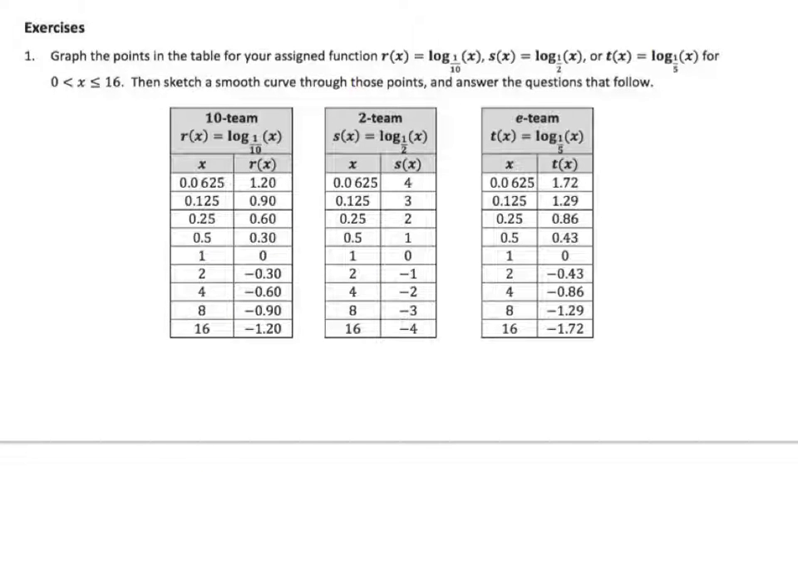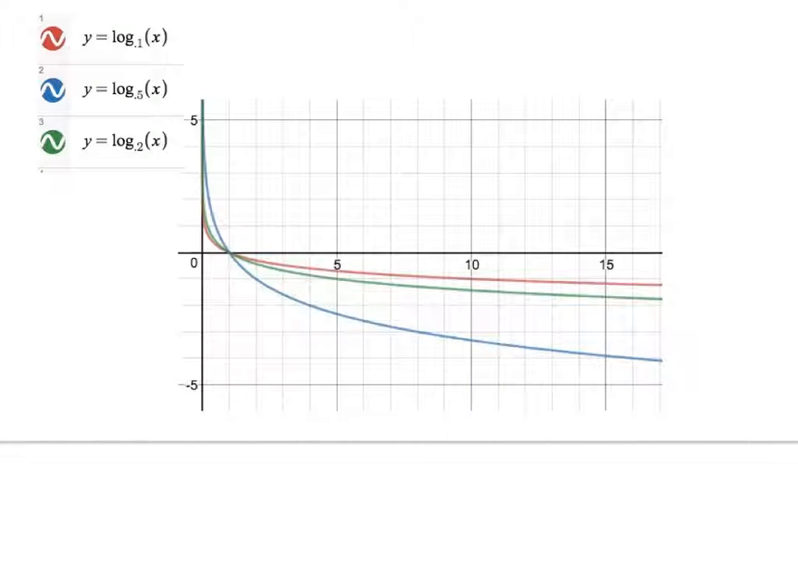Graph the points in the table for your sine function. These functions, you can see they're to the base of a fraction, or I had to type into Desmos with a decimal because it didn't like base fractions. So I've got 1/10, 0.5, and 0.2. Cool. So let's see what it looks like. Hey, look, it's upside down, right?